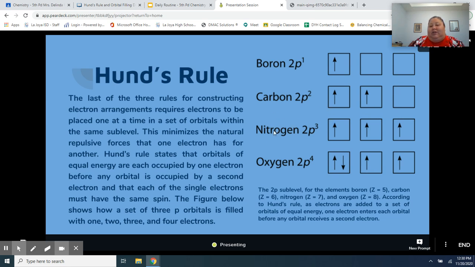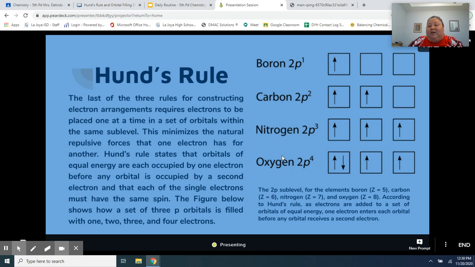All right. If we're talking about the element nitrogen, nitrogen is in 2p3. So I have 3 gifts to give out, or 3 electrons, right? So electron number 1, Alexia gets it. Electron number 2, Oscar. And finally, I get to give America 1 electron. Okay?